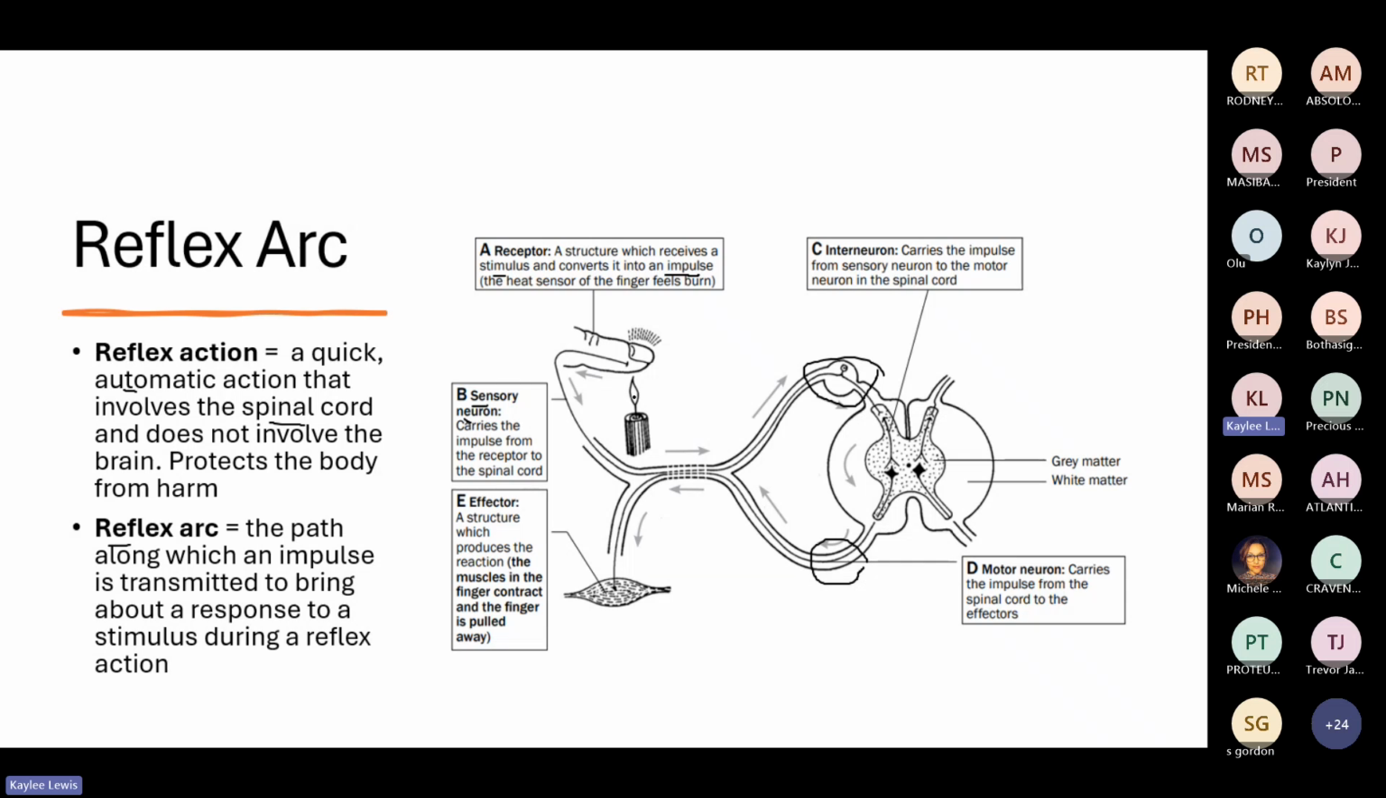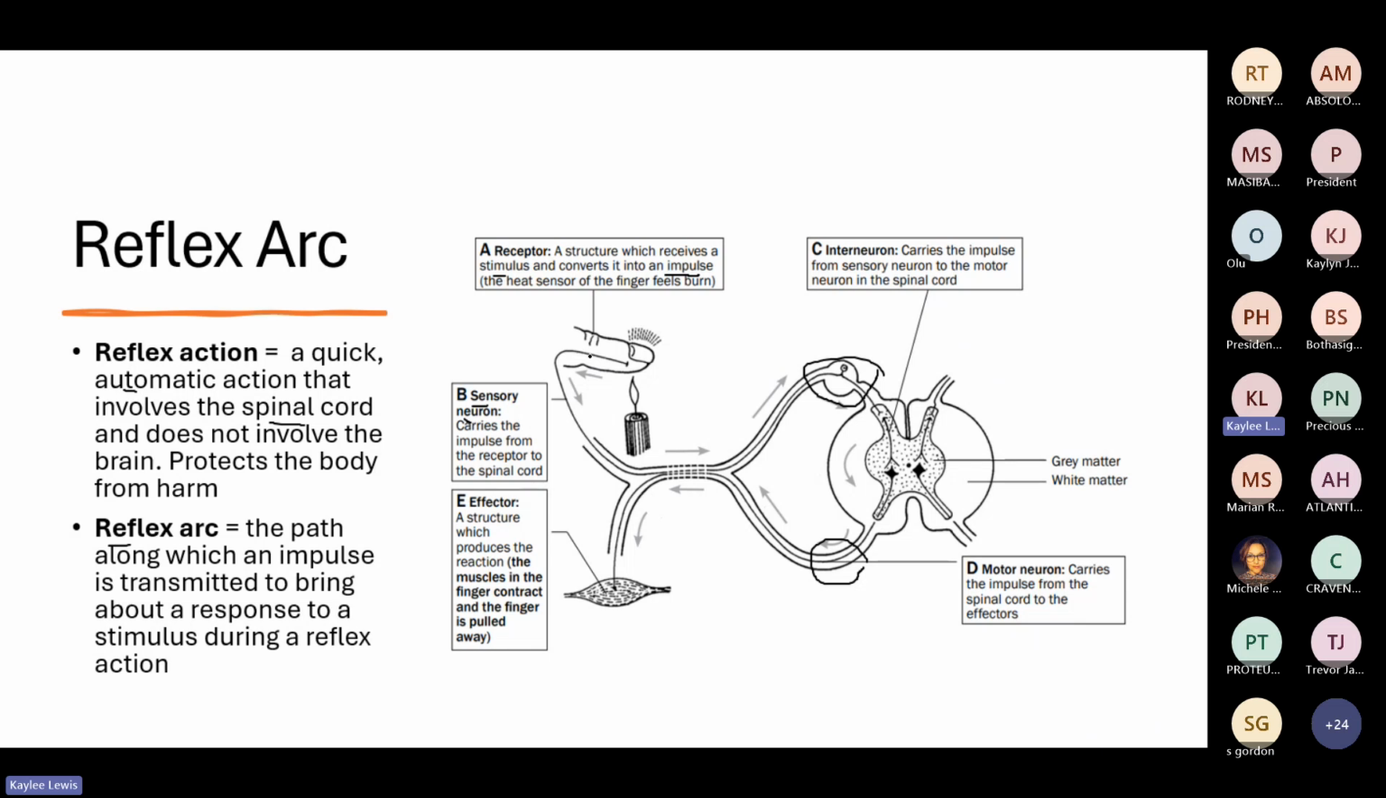So the stimulus, the change in the environment, is the heat from the flame, which the receptors in the finger would then feel, and they would generate an impulse. Then you would talk about the normal pathway, and then you must be specific with the effector. In this case, the effector is going to be your muscles in your finger.